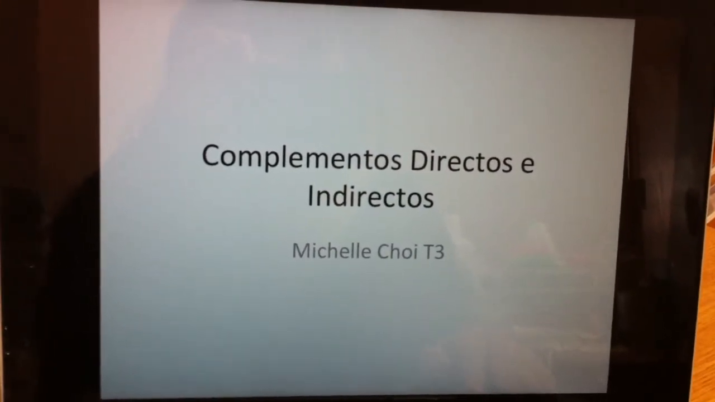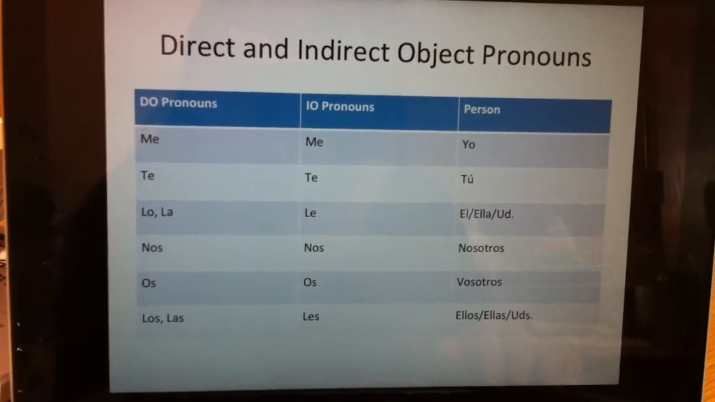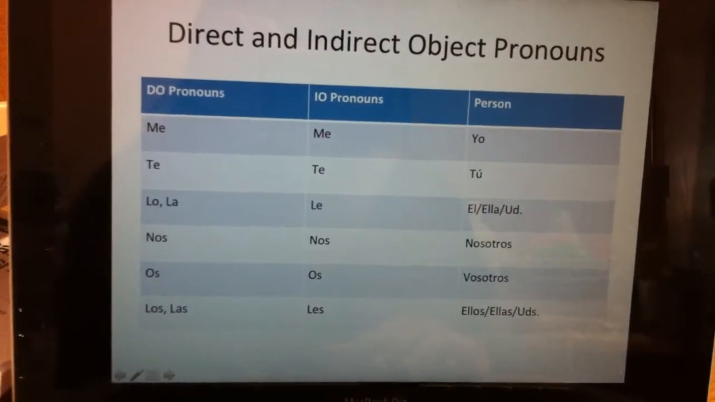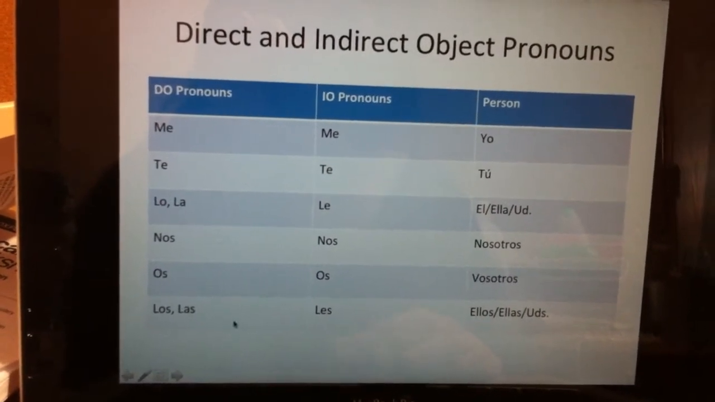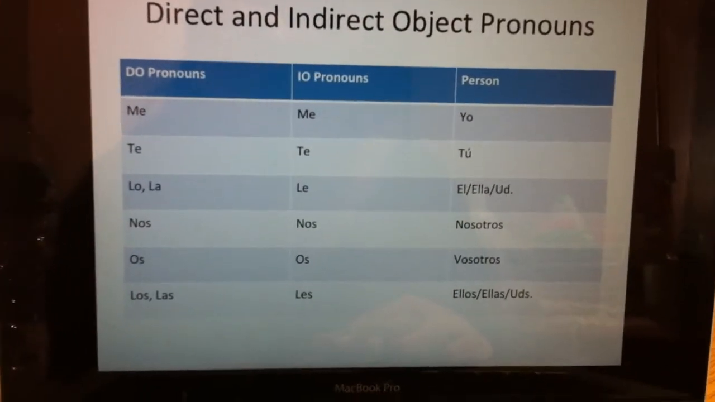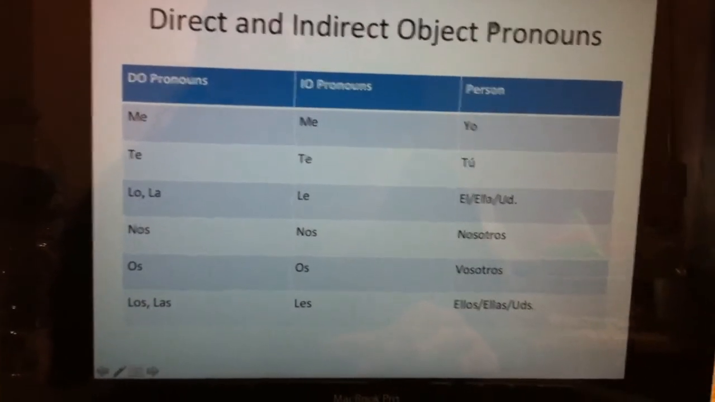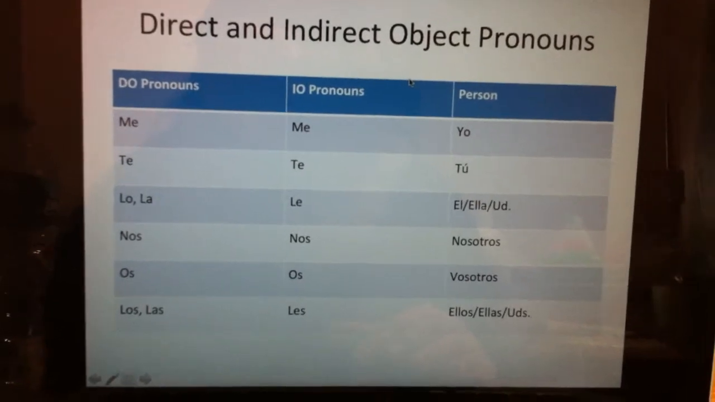Complementos directos e indirectos. This is the list of direct and indirect object pronouns according to the person. So for the direct pronouns, it'd be me, te, lo, la, depending on the gender, nos, os, and los, las, according to the gender. And for indirect pronouns, it'd be me, te, le, nos, os, les.